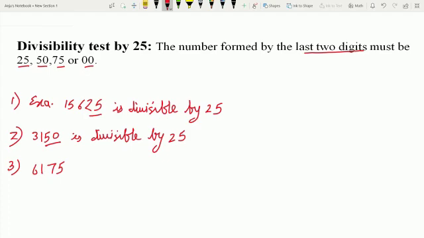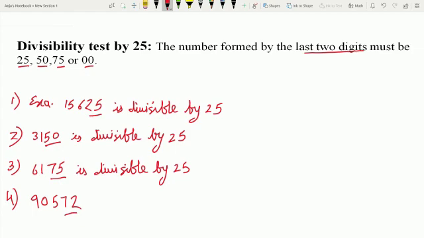Take third example, 6,175, and last 2 digit is 75. Therefore 6,175 is divisible by 25. Take one more example, and here I have taken 90,572, and say student last 2 digit is 72. It means 90,572 is not divisible by 25.